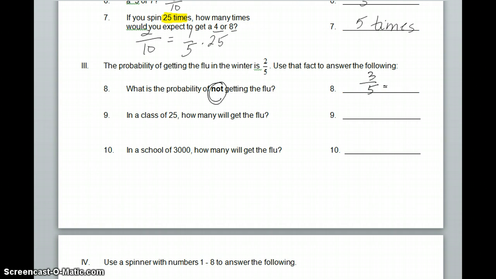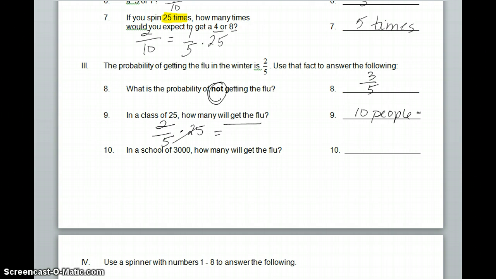Okay. So back to how many will get the flu. So we're going to say we're sitting currently in a class of 25 people. How do we find out how many, or what's the likelihood of that many people getting the flu? We'll take the probability, multiply it by how many students you have in class, and you get 10. So there's the expected value that 10 people will get the flu by the end of this winter. Just in this class alone, if there was 25 people.